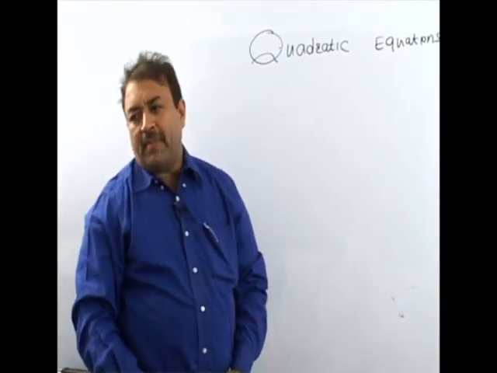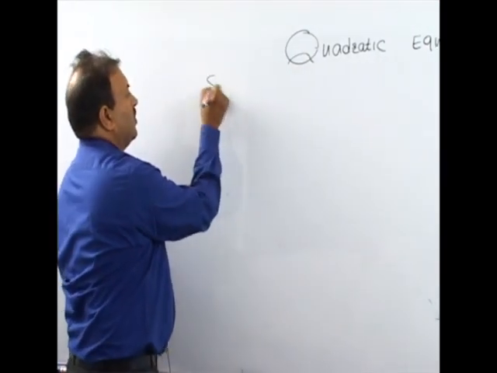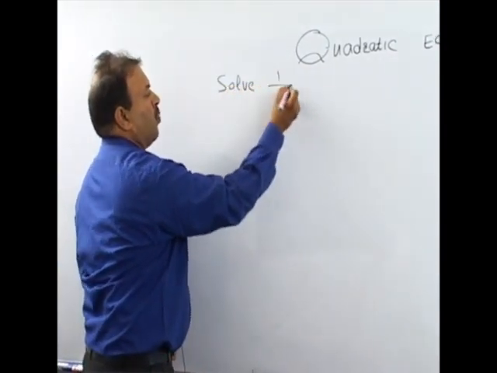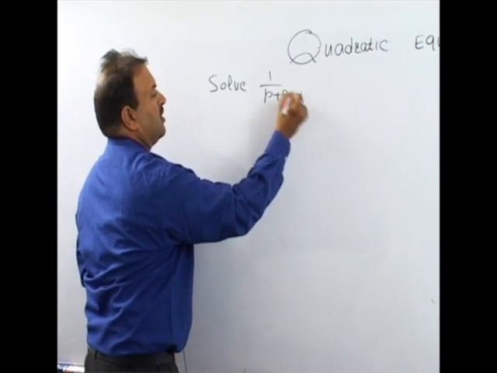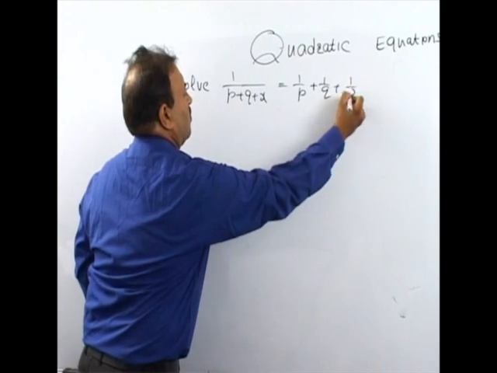So friends, we take up another problem. Another problem is, solve 1 upon p plus q plus x is equal to 1 upon p plus 1 upon q plus 1 upon x.